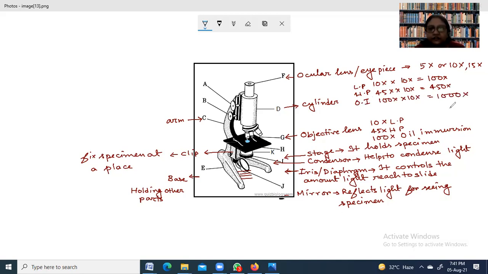Is it clear? Yes, ma'am. So apart from this, another thing I wish to say here: whenever you are focusing any specimen, you should always start with the low power. Once you fix your slide in low power, then you can go to high power and oil immersion. Do not use high power or oil immersion first.